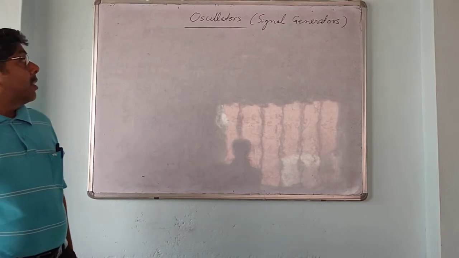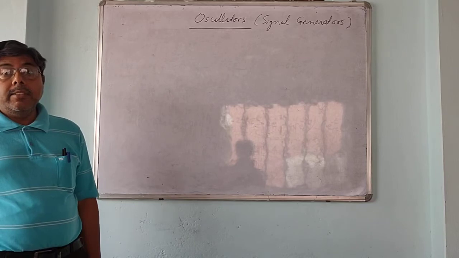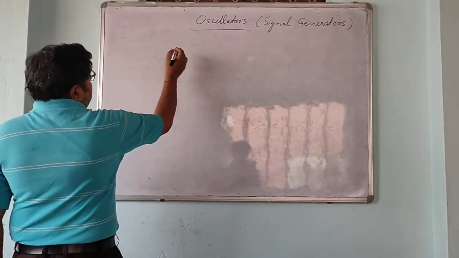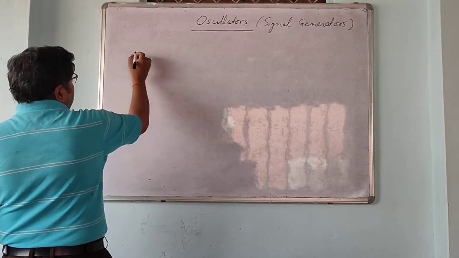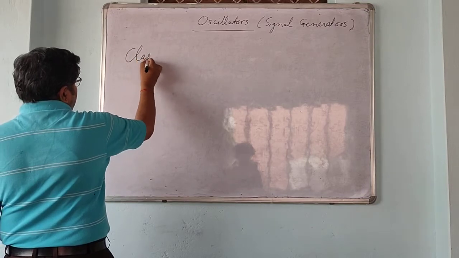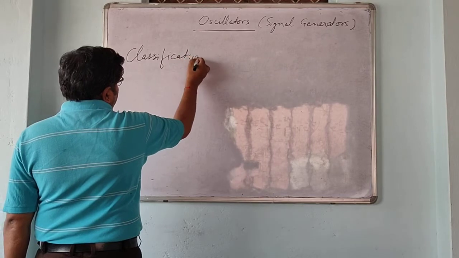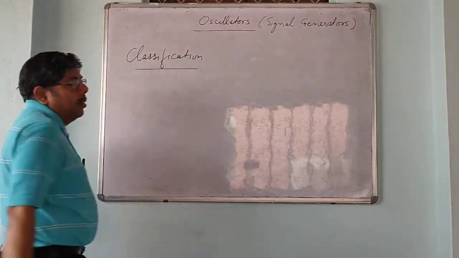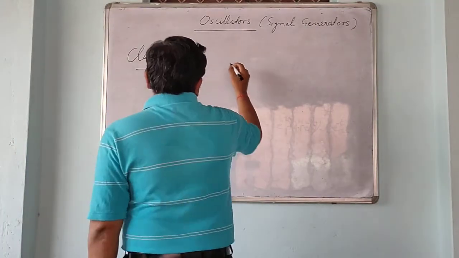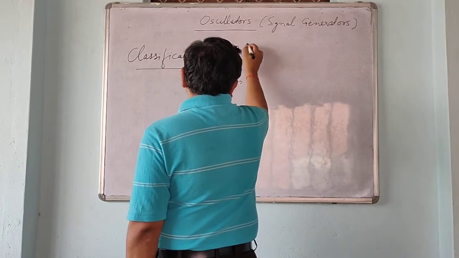Today we will start oscillators, that is signal generators. Signal generators, first thing is classification. On the basis of signal, this is classified into two categories.